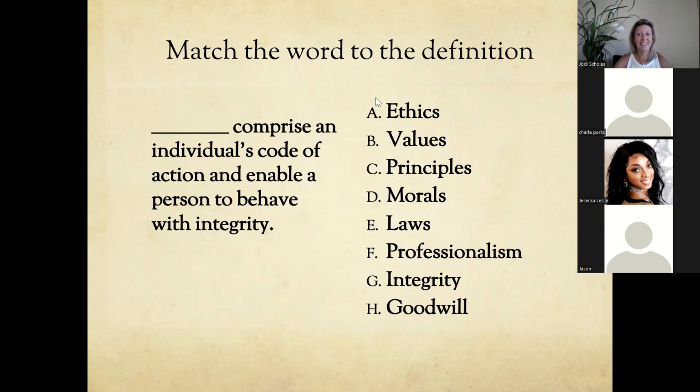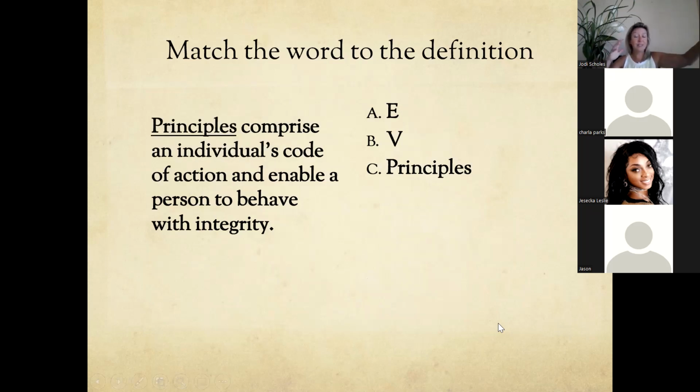Let's see. And the winner is principles. See how principles, morals, and values? I know it can be a little confusing. But I'd rather you be confused and frustrated right now, right here with me, than seeing this for the first time on the test. So principles comprise an individual's code of action, enable the person to behave with integrity.